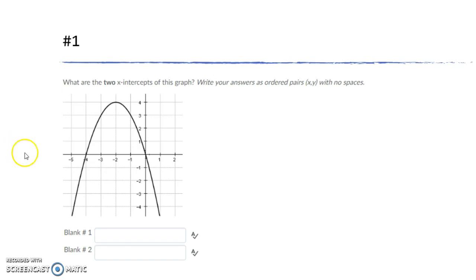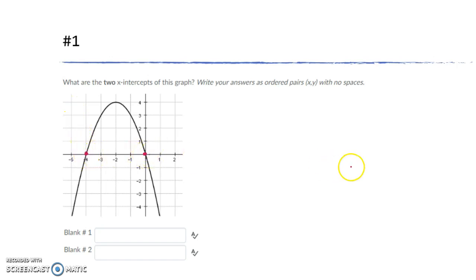So if I'm looking at this graph right here, I see that I'm crossing the x-axis at this location, so you'll need to name that point. And I'm also crossing right here at this location. You will need to name that point. So I'll go ahead and dot the points on the screen for you.